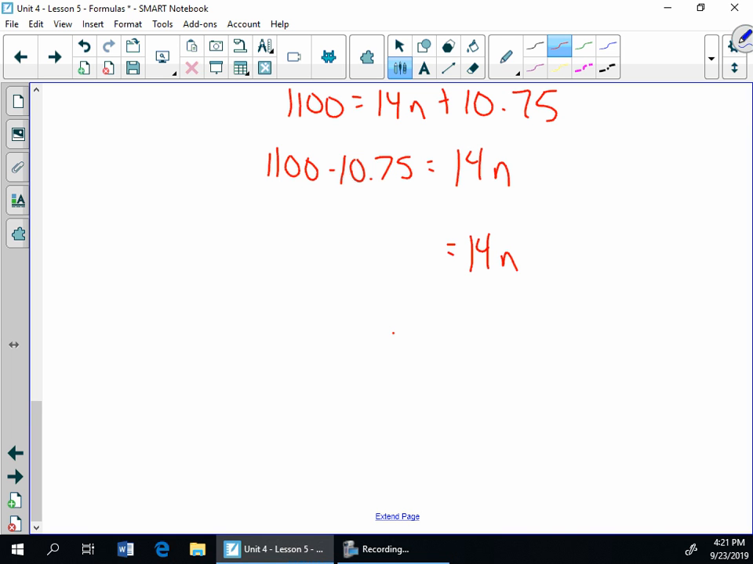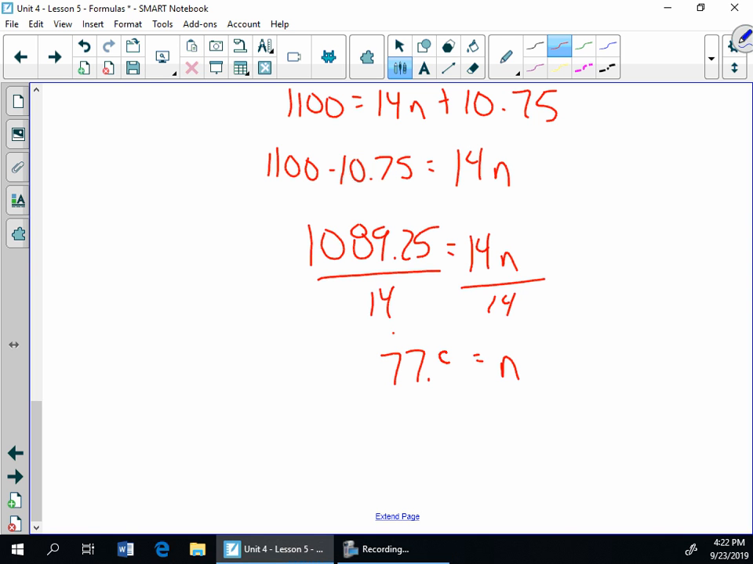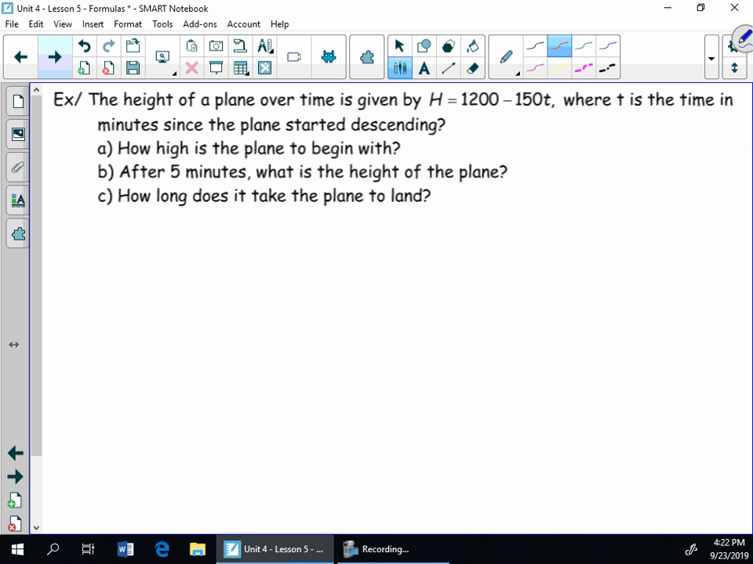14n. This is $1,089.25. All right, now I can divide by 14 to get n by itself. And I got 77.8 hours. She needs to work almost 80 hours to pay for one class. It's like 2 weeks of work, right? 40-hour weeks.